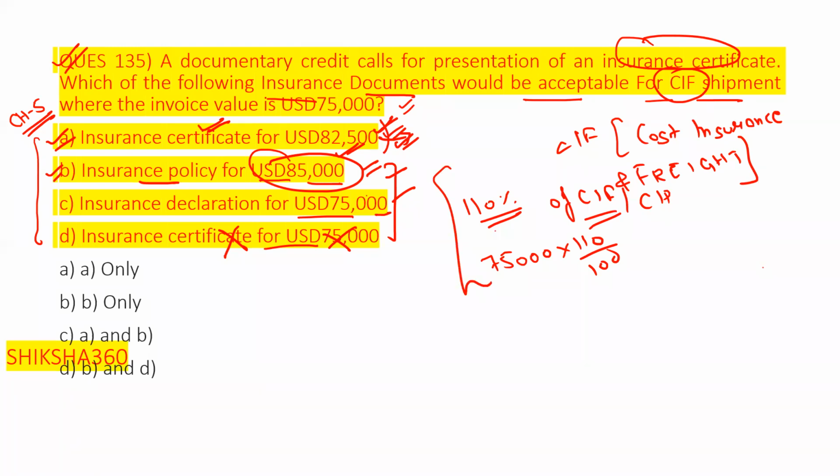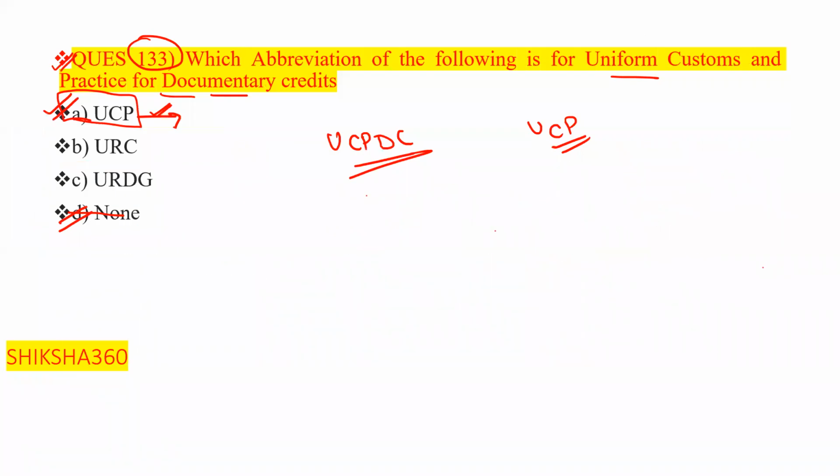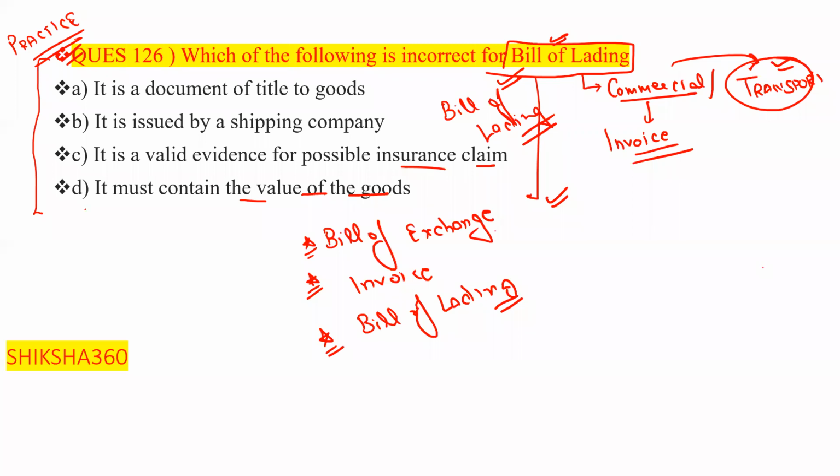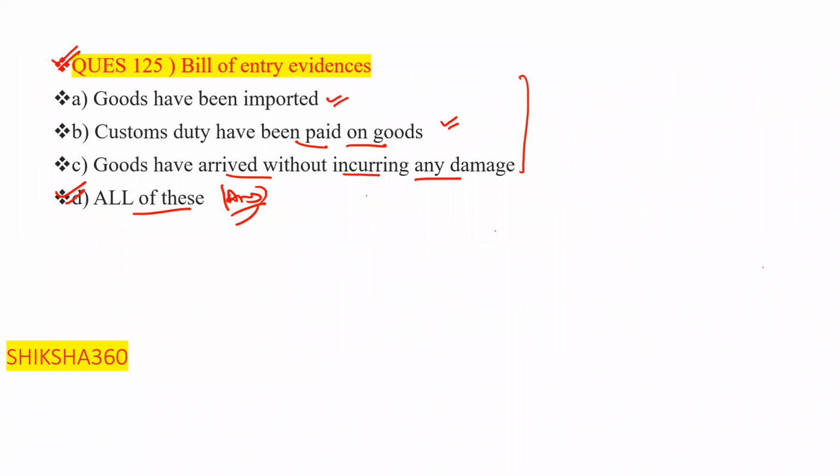In this session we have to discuss up to this much, and there is one question which a student wanted answered. I think we have not discussed the answer: it must contain the value of the goods. So in this session we have discussed up to this much.